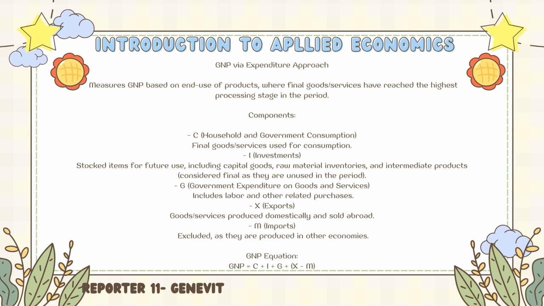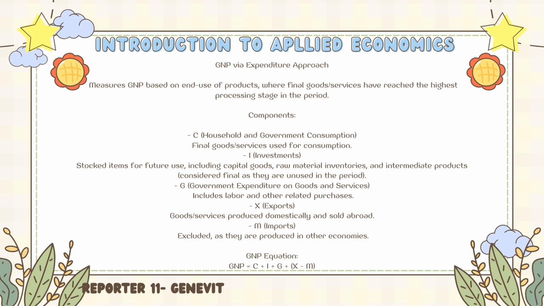So, we don't count intermediate goods like raw materials that will be used to make other products to avoid double counting. By adding up the spending on these final items, such as consumption by households, investment by businesses, government spending, and net exports, we get the total GNP, giving a clear picture of the economy's overall output based on end-use activity. These are the components of GNP's expenditure approach.